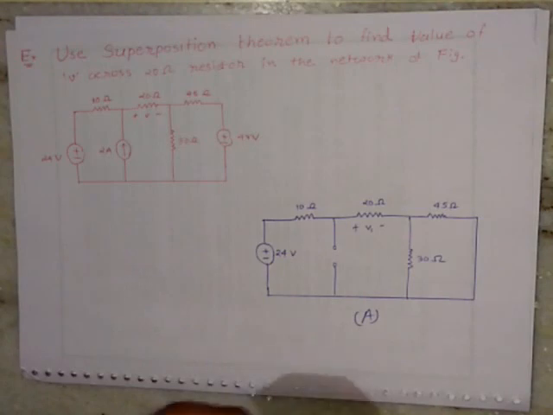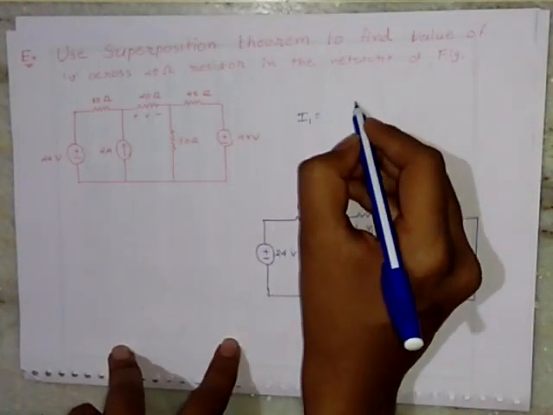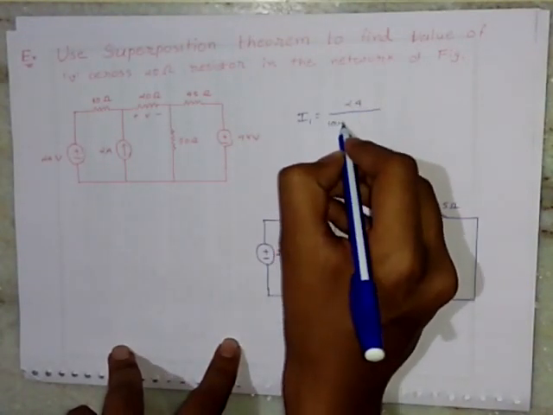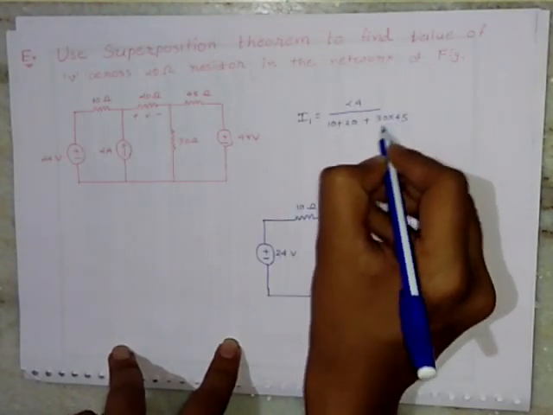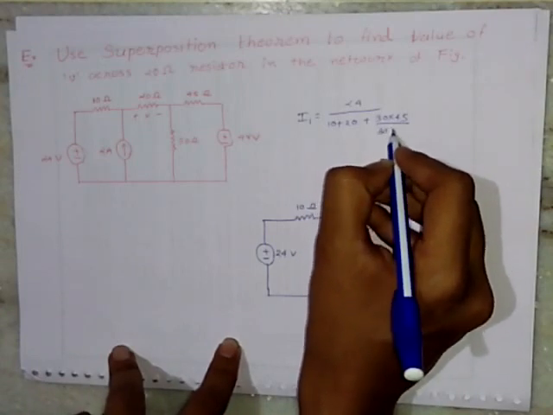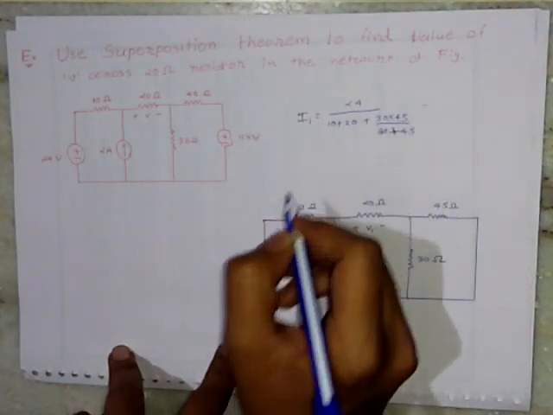Hence the current will be equal to... Why is this equation applied here? Because here also the current is divided.